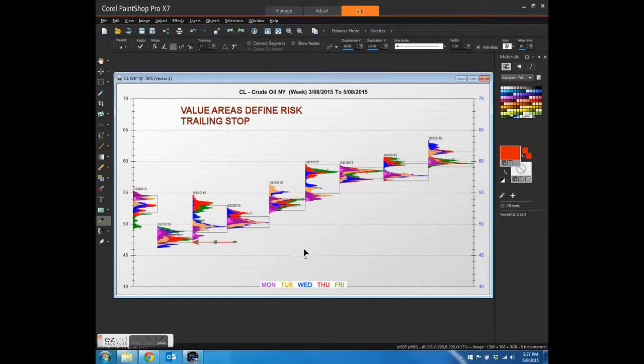Here we're looking at weekly profiles for crude oil, and what I'd like to point out are the value areas, in particular the bottom of value or value area lows. As the market rises, we're going to use the value area low to define risk and trail stops. This way we can lock in profits. As long as the market keeps developing higher value, there's no reason to be out of a long position. Movement below the value area would suggest that sellers are operating and the trend may be changing.